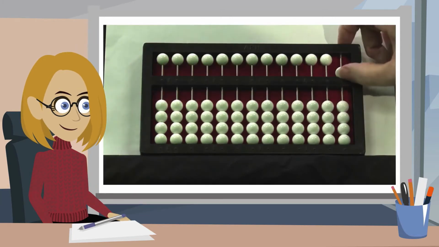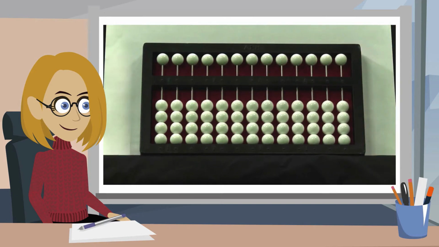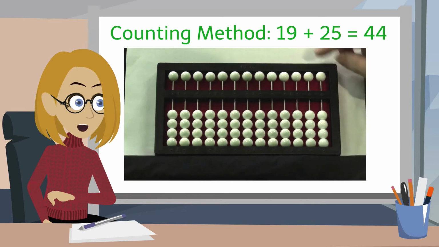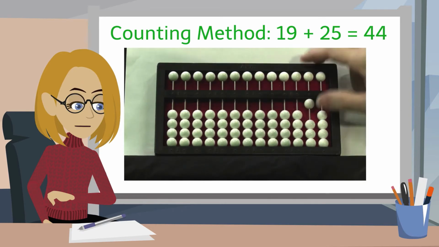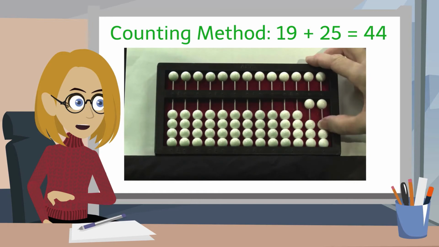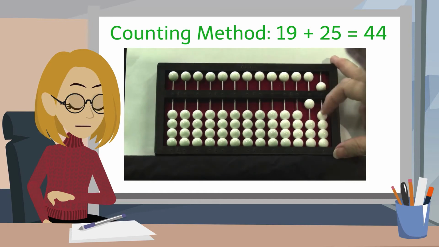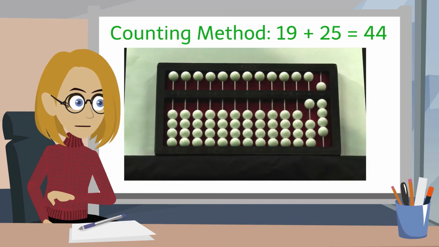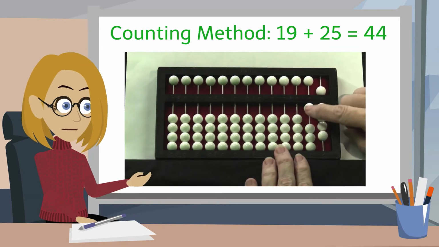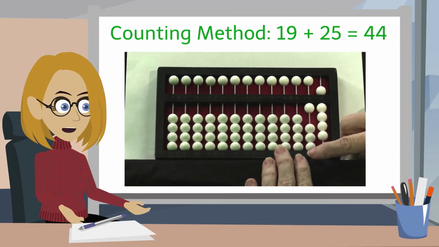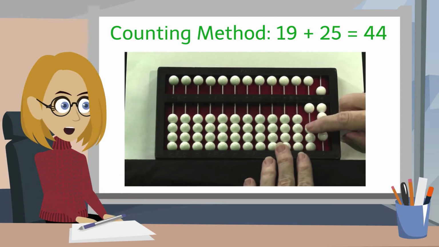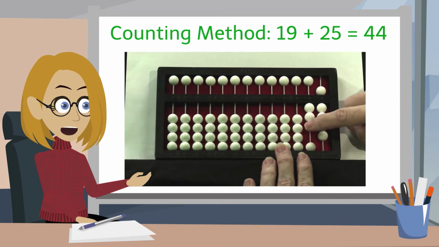Now let's look at a more intermediate problem. 19 plus 25 equals 44. We'll begin with the counting method. Count 1 on the tens rod and 9 on the ones rod. 1, 2, 3, 4, 5, 6, 7, 8, 9. The abacus shows 19. To add 2 to 1 on the tens rod, push up 2 beads one at a time while counting 1, 2.